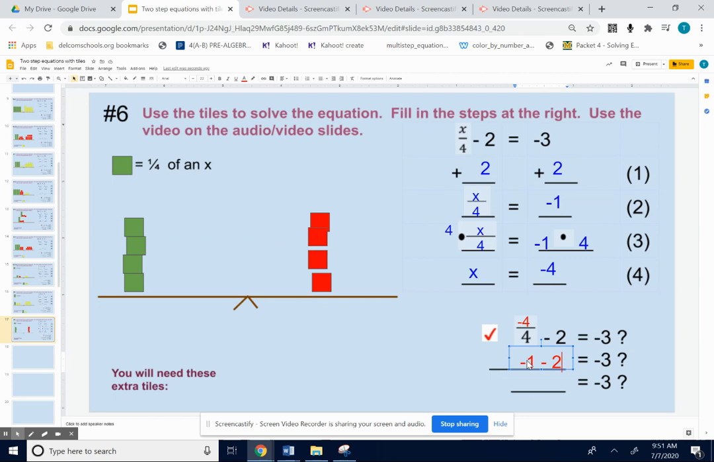Negative 1 minus 2, I would think of that as a negative 1 added to a negative 2, which is negative 3. And negative 3 does equal negative 3. So that proves to us that negative 4 was the correct solution.